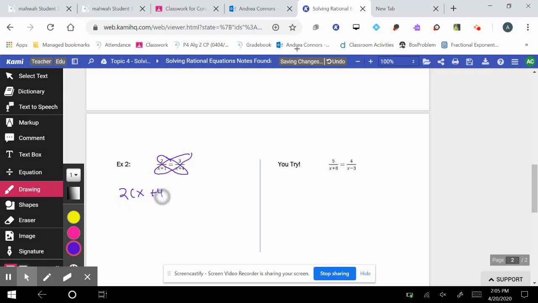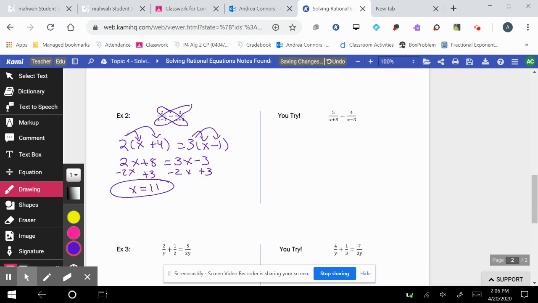So 2 times x plus 4 is equal to 3 times x plus 1, which gives you the 2x because you distribute. 2x plus 8 is equal to 3x minus 3. Subtract 2x, add 3, and you get x is equal to 11.